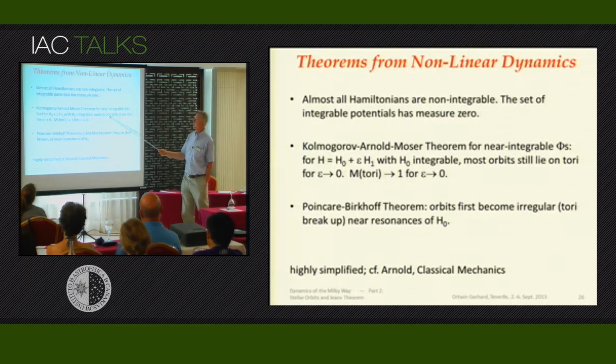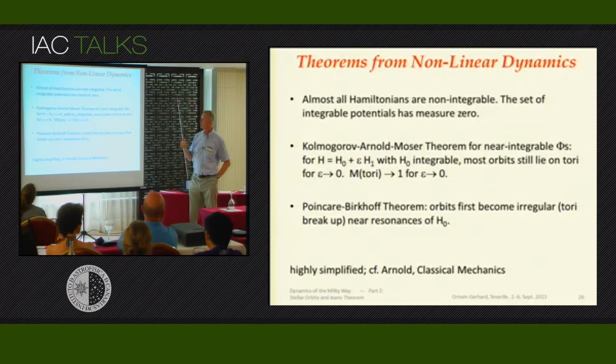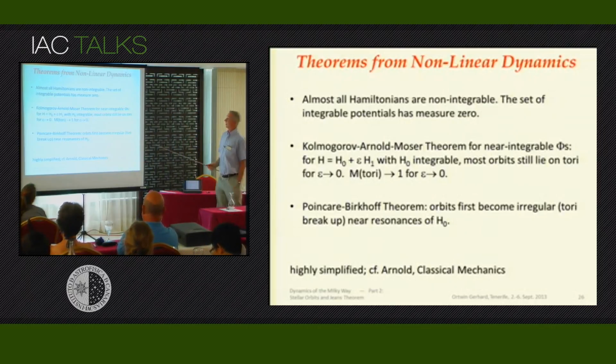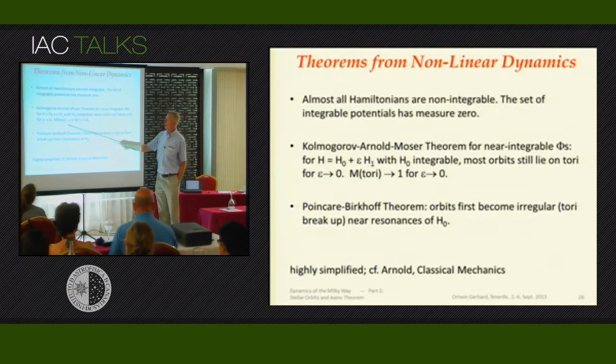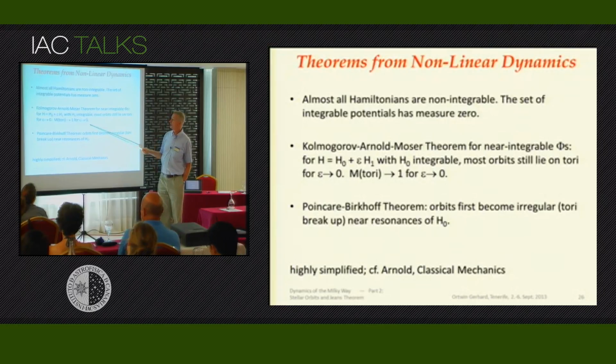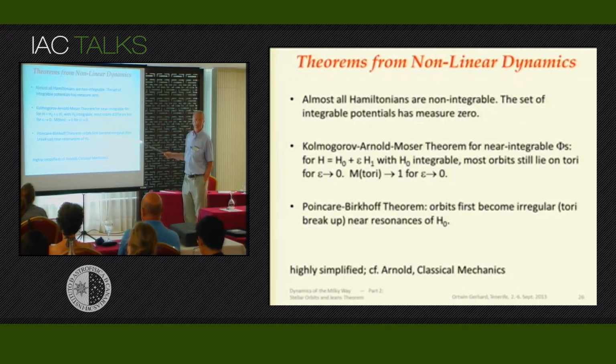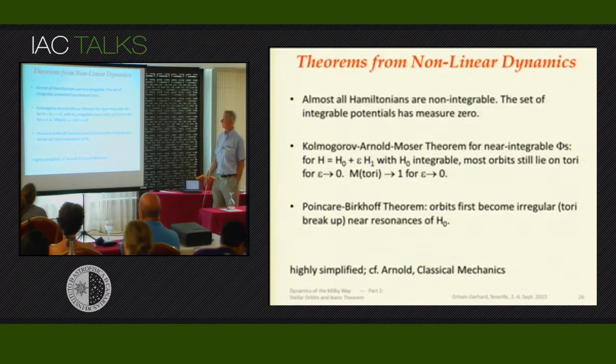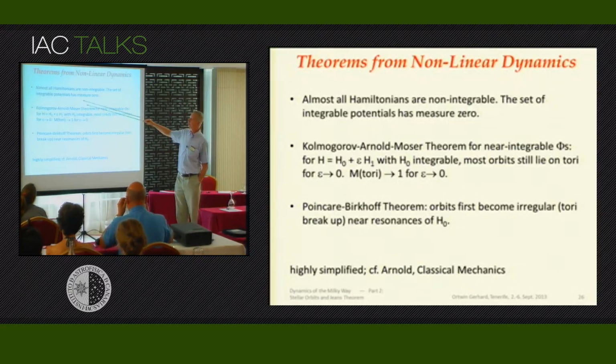The second theorem is the Kolmogorov-Arnold-Moser theorem, a very famous theorem, for near-integrable potentials. They considered a Hamiltonian H that was close to some integrable Hamiltonian H0. They showed that if H0 is integrable and the perturbation epsilon is sufficiently small, then most of the orbits in this perturbed Hamiltonian will still lie on surfaces in phase space that are tori.